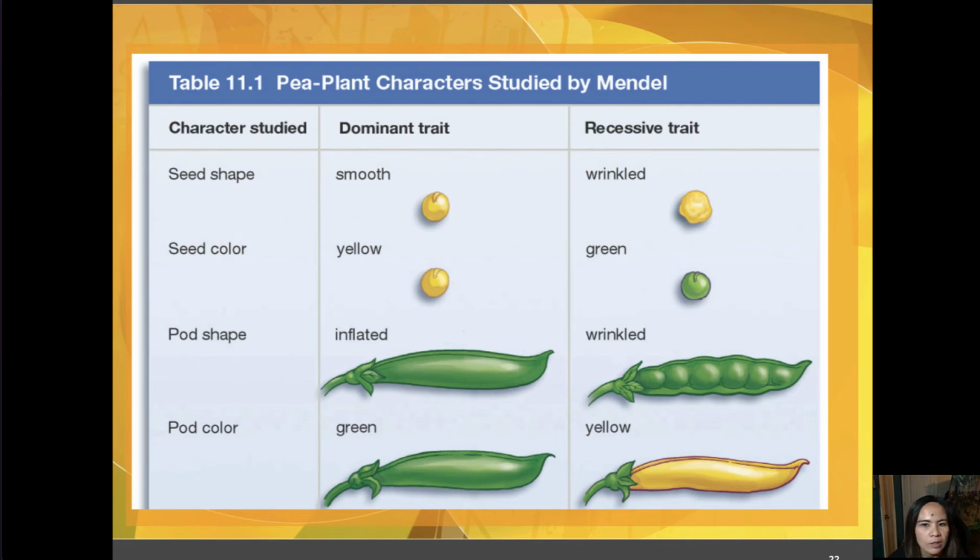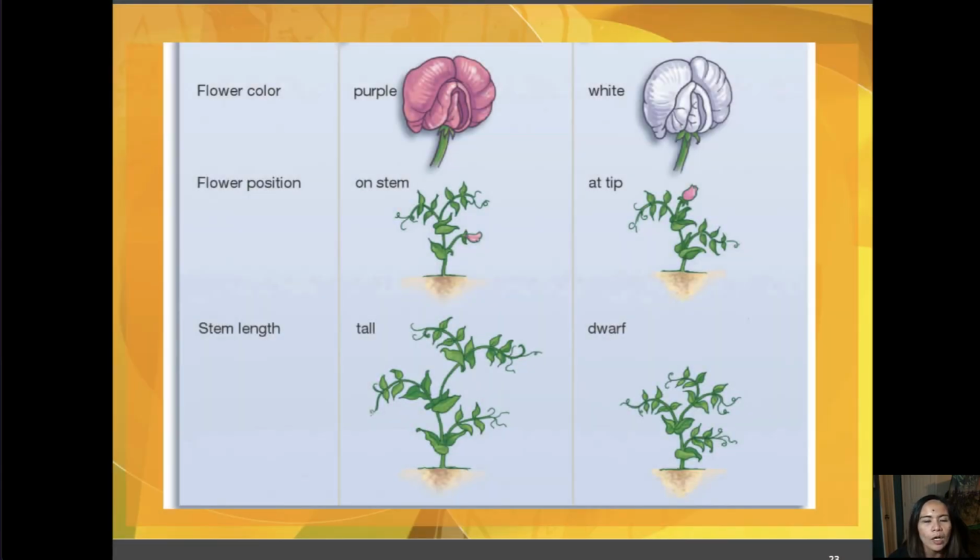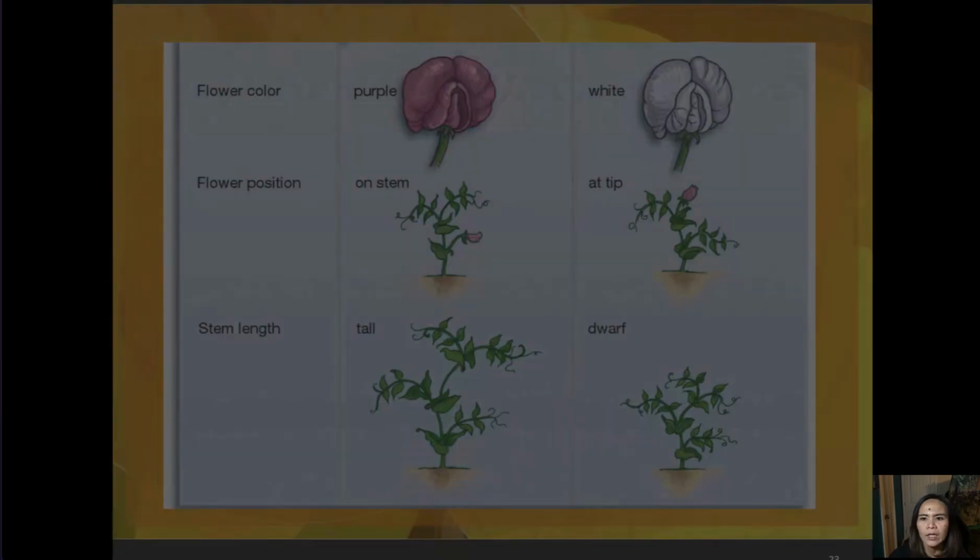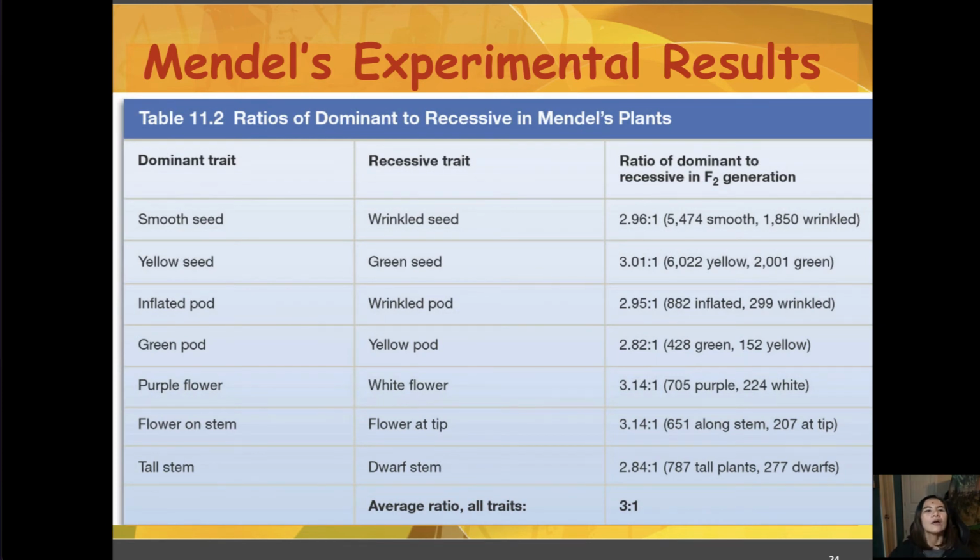So right here, this is just some pictures of the seed shape, color, pod shape, the pod color, the flower, the position of the flower, as well as the length. So in his results, this is what he found. The ratio of dominant to recessive trait in the F2 filial generation is 2.96:1, meaning there's about 5,474 smooth versus 1,850 wrinkled. As you can see over here, you can just read it on your own, what his results were in terms of dominant versus recessive traits. And the average ratio of all the traits that he noticed is 3:1. So that's basically his study.